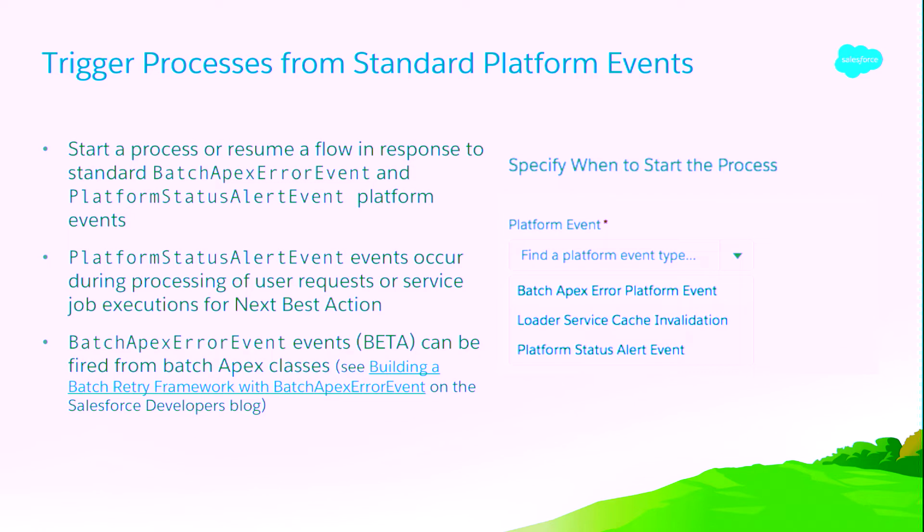Starting in Spring 19, we added 2 standard platform events which can be used in Process Builder. Up till now, it's only been custom. So we have the batch Apex error event and the platform status alert event. Platform status alert event is pretty much restricted to next best action at the moment. Batch Apex, as you might expect, comes from batch Apex.